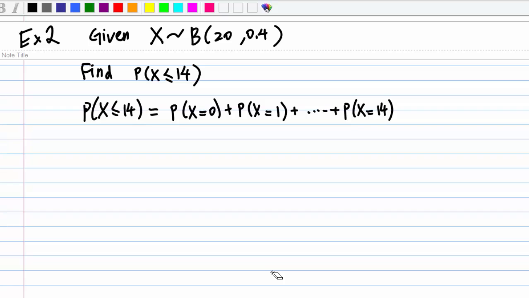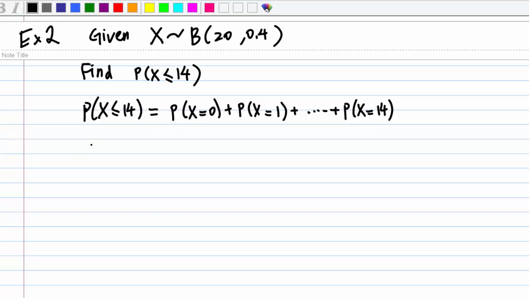Another example. Suppose X is binomial distributed with n equal to 20, p equal to 0.4. We are going to find the probability of X less than or equal to 14. Now, the probability of X less than or equal to 14 is the sum of probability of X equal to 0 plus probability X equal to 1 all the way to probability of X equal to 14.